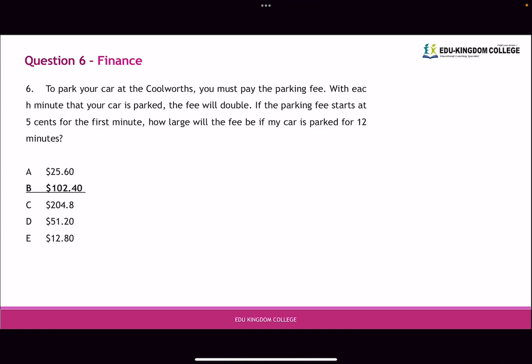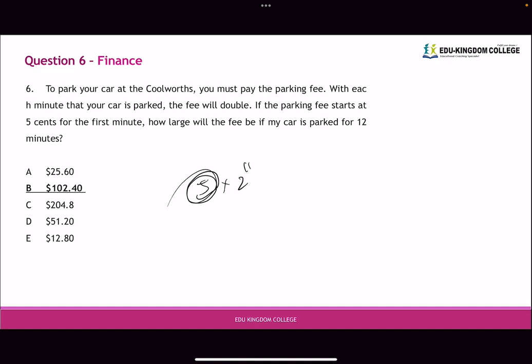So if my car is parked for 12 minutes, basically it's going to be 5, okay, for the first minute times 2 to the 11. So it's not 5 times 2 to the 12, okay, because 5 is for my first minute, and I just need to double it 11 more times to get to my 12th minute.